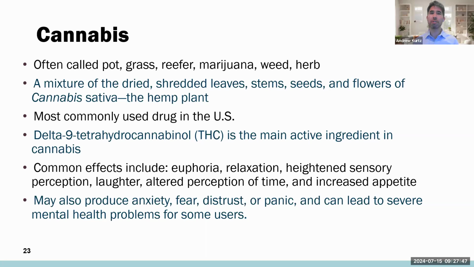This is the most commonly used illicit substance in the United States. The main psychoactive chemical in this cannabis plant is delta-9 tetrahydrocannabinol, or THC. The effects of THC can vary depending on the type of plant that is grown, the strain as you often hear it. The common effects are euphoria, relaxation, heightened sensory perception, laughter, altered perception of time, and then increased appetite. They can also produce anxiety, fear, distrust. There's research that indicates there's an increased risk of developing psychosis or schizophrenia with use of THC products.